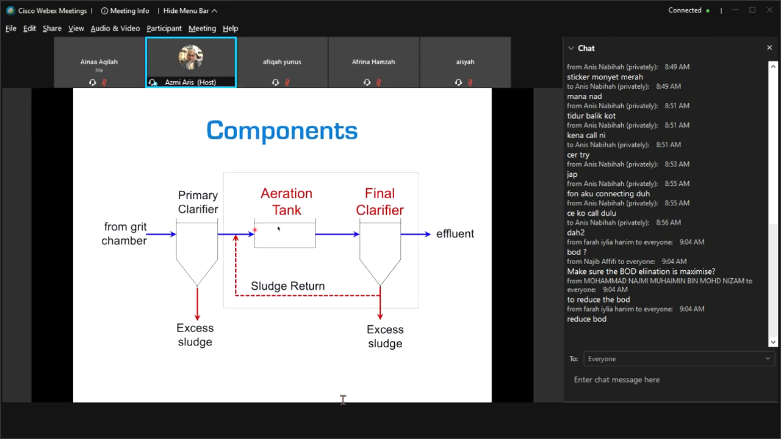Okay, for this aeration tank, the wastewater will flow into the aeration tank and it will stay in the aeration tank according to the hydraulic retention time, which is equal to volume divided by Q. If you design the system in such a way that the hydraulic retention time is 4 hours, so the wastewater will stay in the aeration tank for 4 hours.